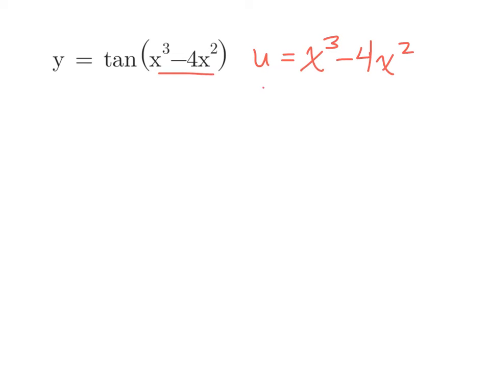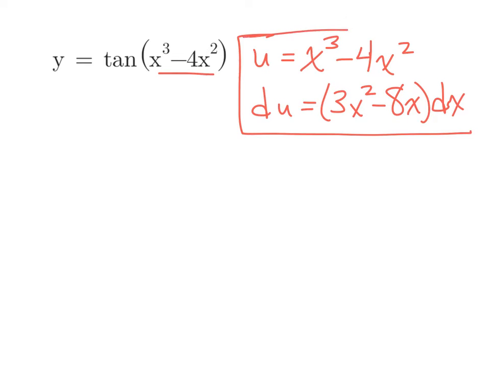Then the differential of u is going to be 3x squared minus 8x. And each of those are in terms of x, so I can just factor out the dx all the way. This is going to be very helpful in helping us find the derivative of our tangent function.